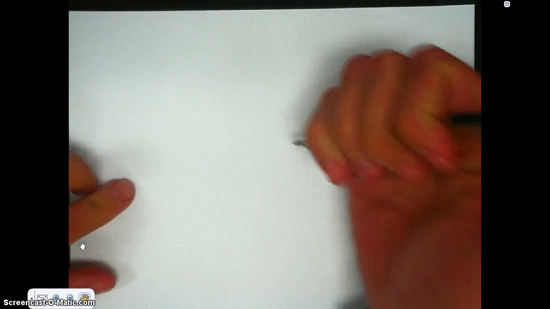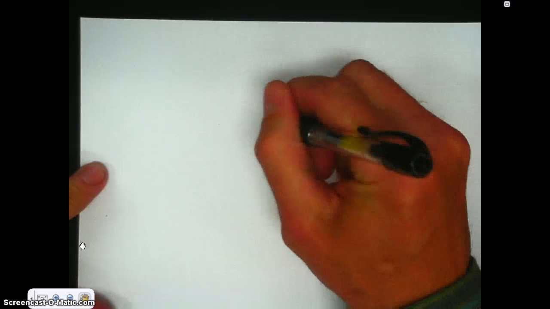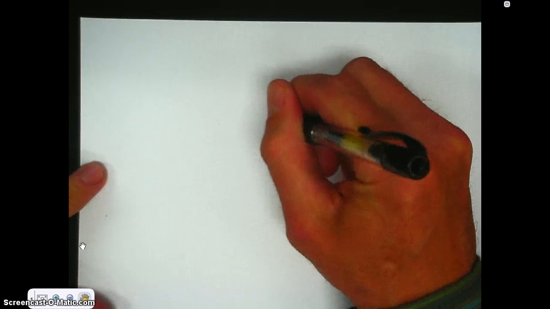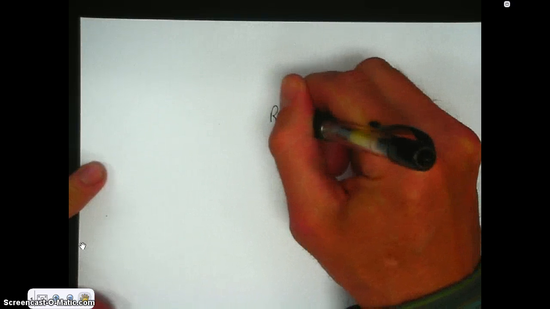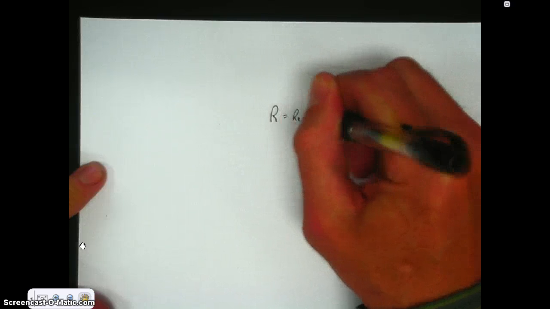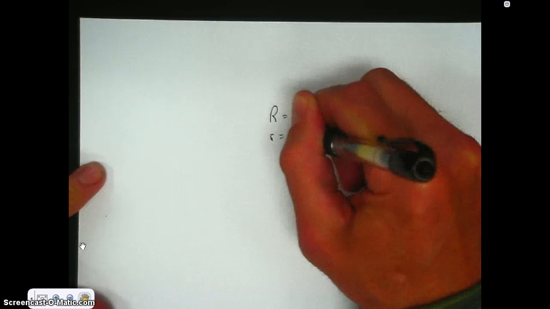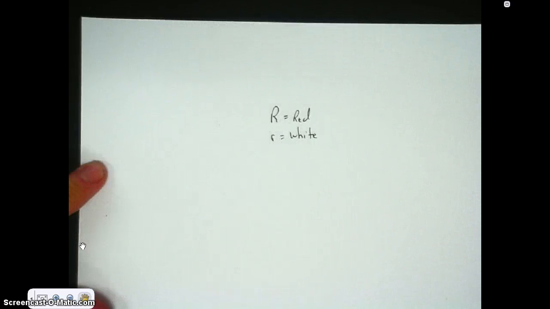Okay, today I'd like to discuss a little bit about some of the exceptions to Mendel's law of dominance. If you recall from our discussions, according to the law of dominance, anytime a dominant allele is present, it will always mask a recessive allele. You can see here I have big R for red and little r for white.